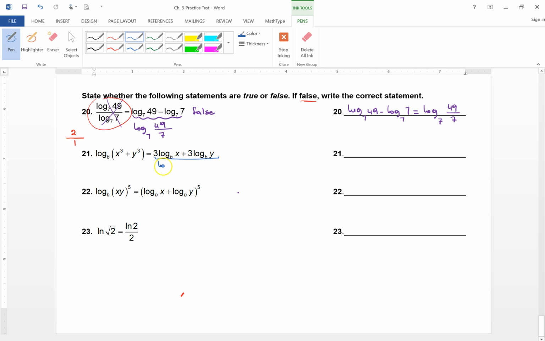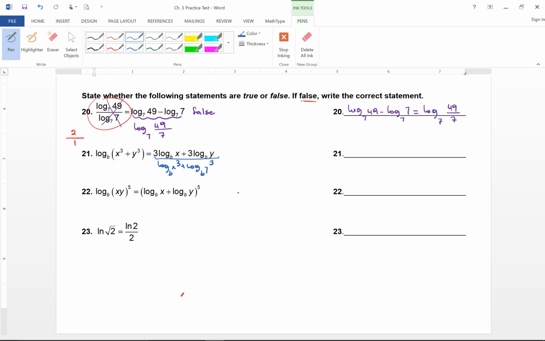Okay, so this one, it would be log b of x cubed plus log b of y cubed. Which is what? Yeah, because you distribute. It's true. Is it true or false? That's not the same thing.